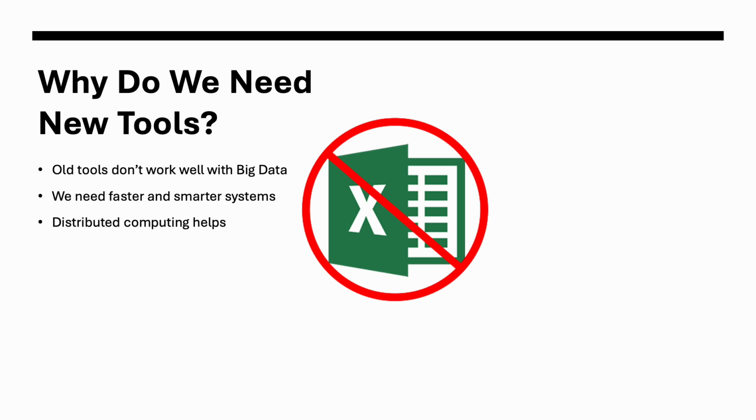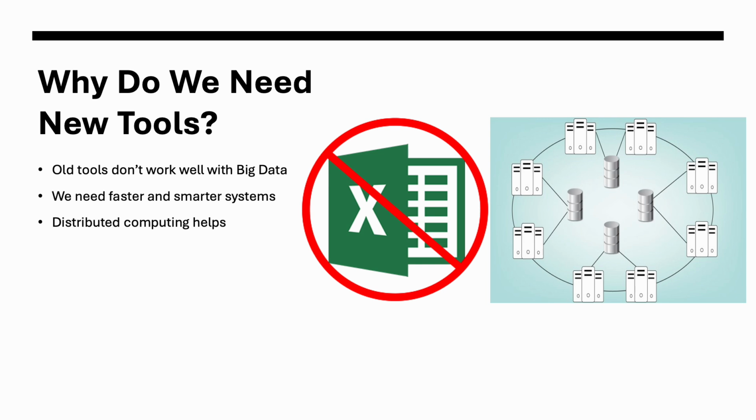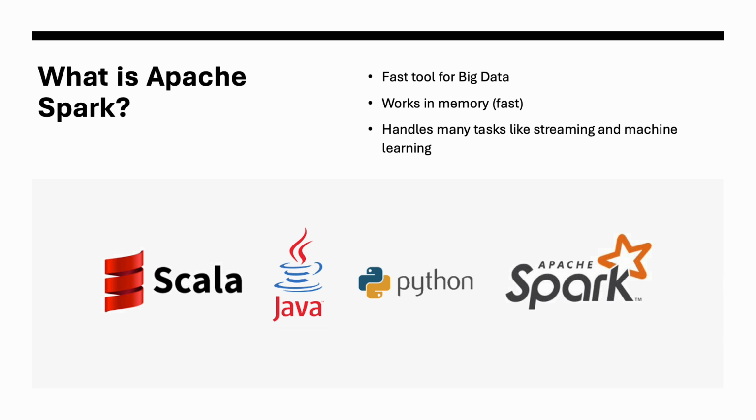One way to do this is called distributed computing. That means splitting the work across multiple computers so that they can work together as a single unified system and finish the work faster. One tool that does that is Apache Spark, right? The most important characteristic of Apache Spark is that it's free and open source.